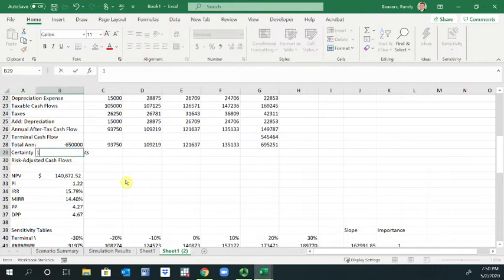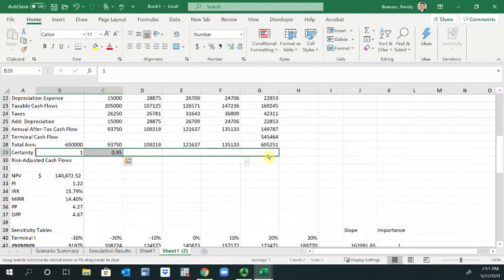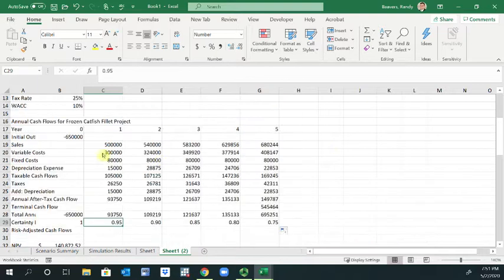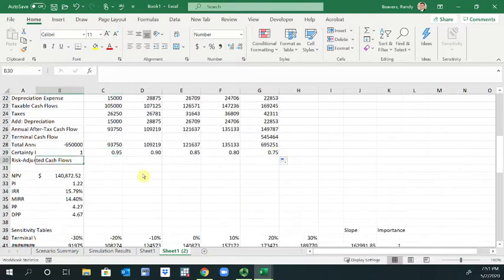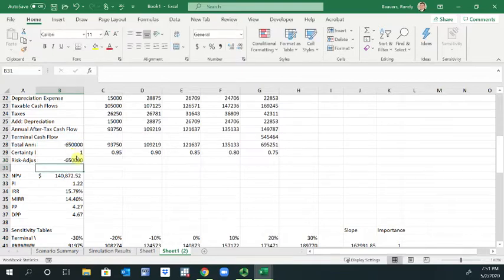So let's suppose today, period 0, we know for certain. Next period, there's a 95% chance of that happening. And based off these, let me drag that across. Okay, it's not going to work. Let's try one more. Maybe this will get it going. There we go. Okay. So in other words, kind of a probability that all these things will happen, or we'll get 95% of the cash flow. So to do the risk adjustment, that's just going to be equal to the total annual multiplied by the certainty equivalent. I'll drag that across.